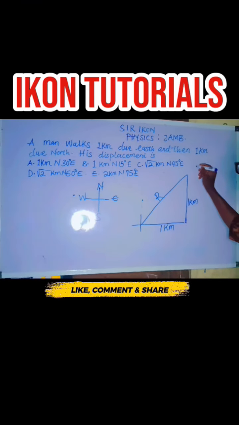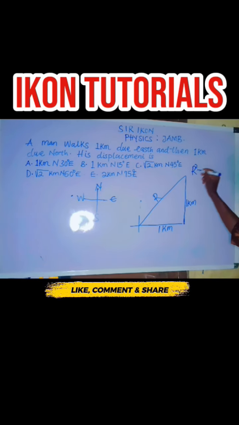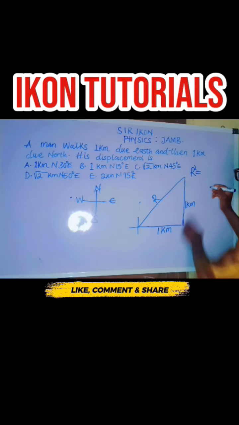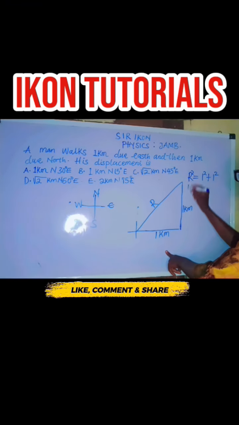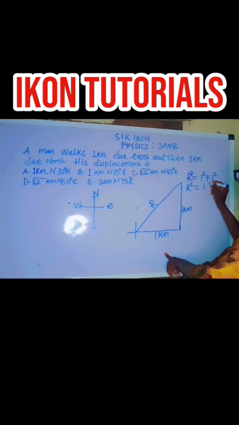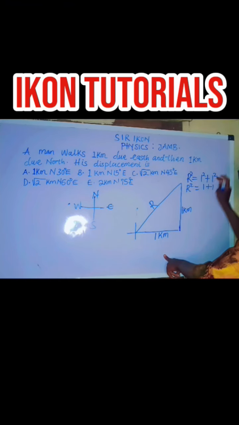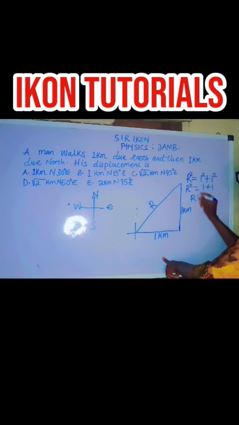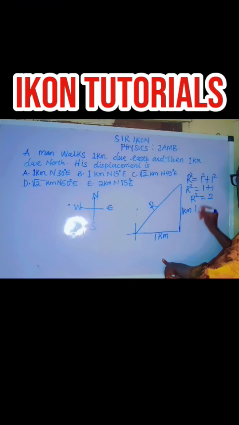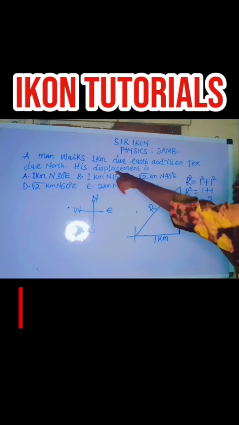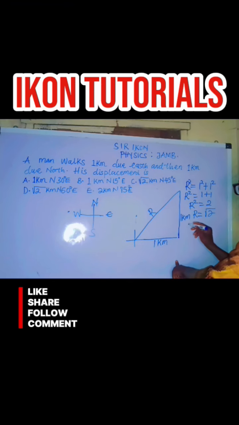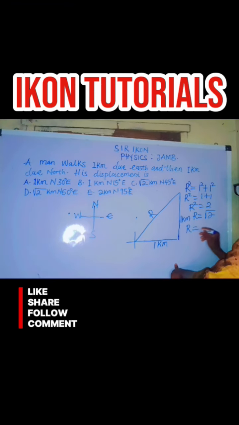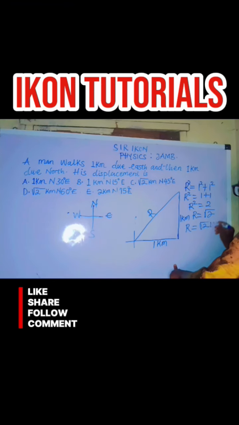So we are squaring this R, which is the resultant, first, which will now be equal to the sum of the square of the 2 remaining sides, which is 1 squared plus 1 squared. Therefore, R squared will give us 1 plus 1, because 1 squared is 1, 1 squared will also give you 1. R squared is equal to 2. Only R, which is the resultant or displacement, will now be equal to square root of 2. Therefore, the displacement R is equal to root 2 kilometers.